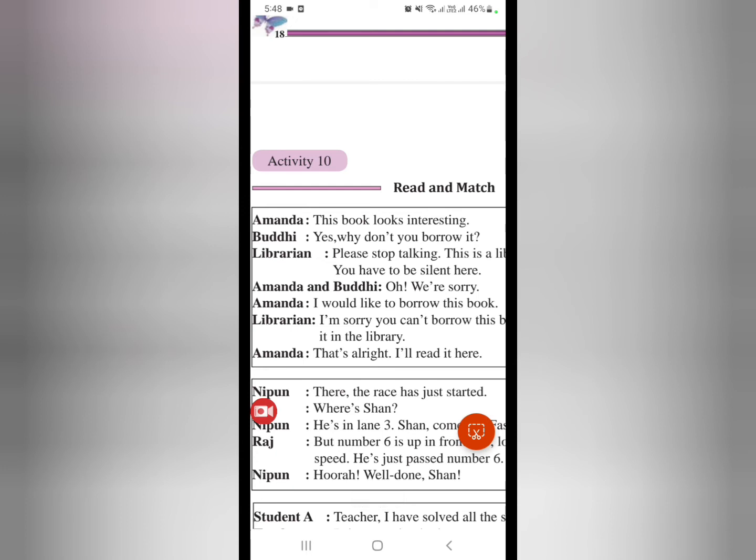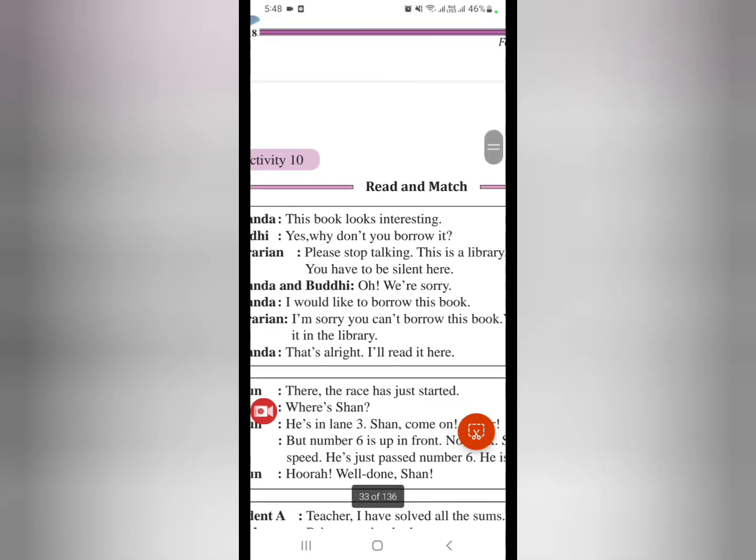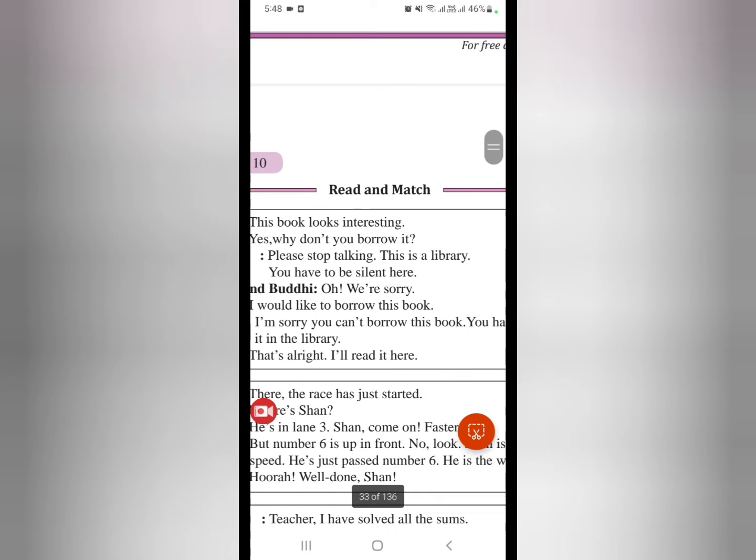Then these children are in the library. Amanda is saying that this book is interesting, and Buddhi is replying, yes, then you can borrow it. Then the librarian is ordering, please stop talking. This is a library. You have to be silent here. In every library, silence will be there. You should not talk there because everyone will read books. So it should be silent.